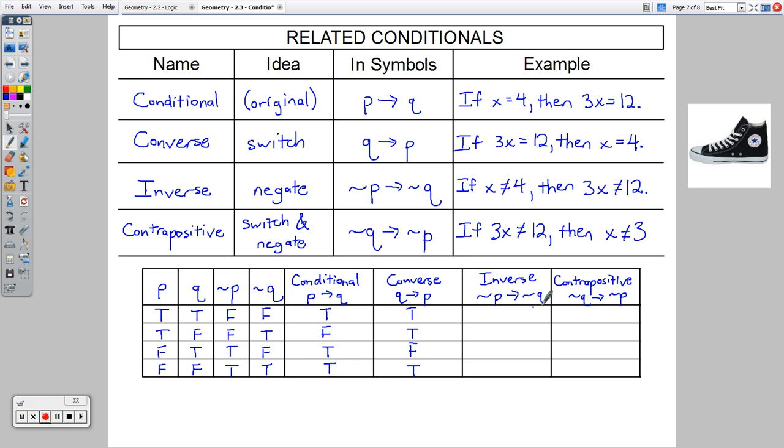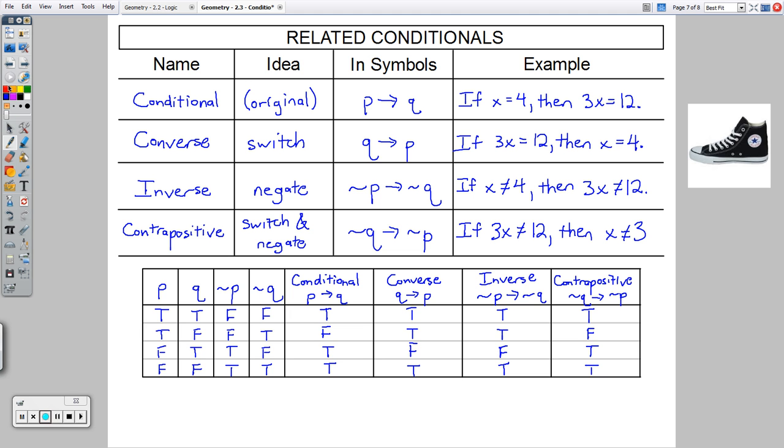Likewise, inverse for not P implies not Q. Now I'm going to look at these two columns. Look for the true to false one. That's this one to this one. That's the only false one. The rest are going to be true. And then same thing for the not Q to not P. Look for the true to false one. True to false, there we go. And then the rest of these would be true.